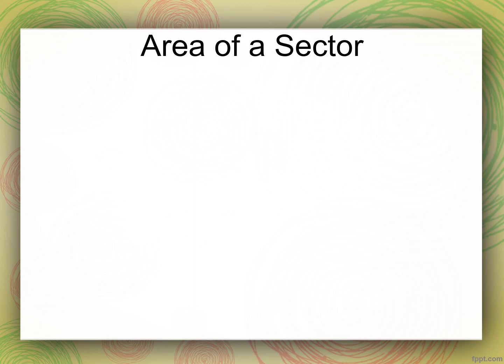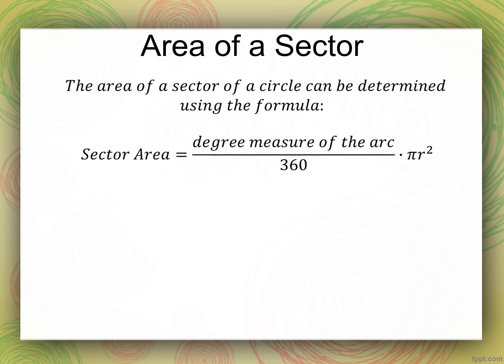So, area of a sector. The area of a sector of a circle can be determined using the formula: sector area is equal to the degree measure of the arc all over 360 times pi r squared. As you can see, the formula is similar to finding arc length. The only difference is that we multiply by pi r squared since we are talking about area, right? And the area of a circle is equal to pi r squared.